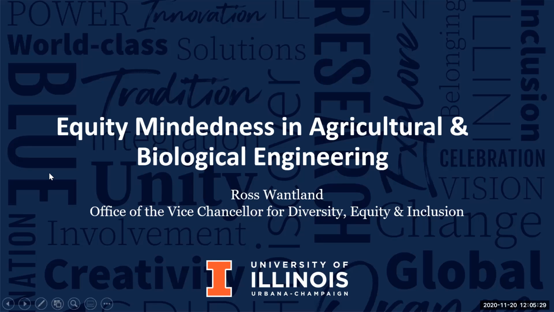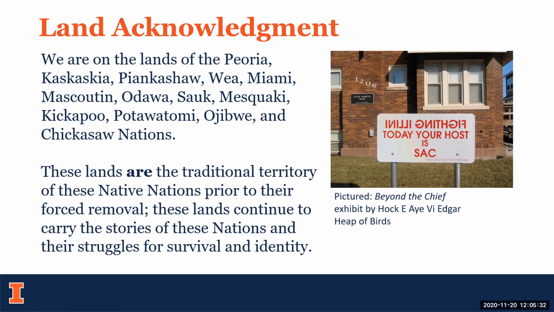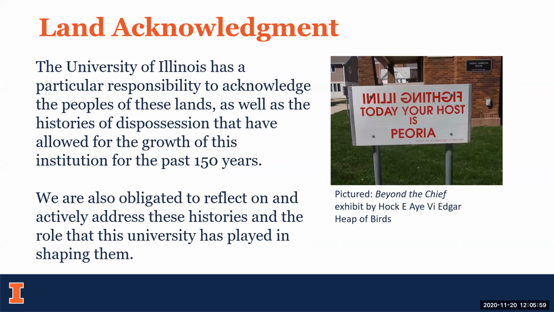I do want to start us out with a land acknowledgement to acknowledge that we are on the lands of the Peoria, Kaskaskia, Piankashaw, Wea, Miami, Mascoutin, Odawa, Sauk, Meskwaki, Kickapoo, Potawatomi, Ojibwe, and Chickasaw nations. And these lands are the traditional territory of these Native nations prior to their forced removal and continue to carry the stories of these nations and their struggles for survival and identity. At the University of Illinois, we have an obligation to reflect on the peoples of these lands and the stories of dispossession, and to recognize that space is one of the ways that we make sense of the world around us and whose spaces we are on.